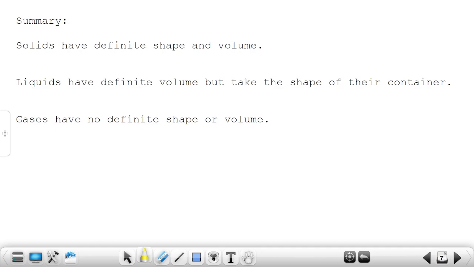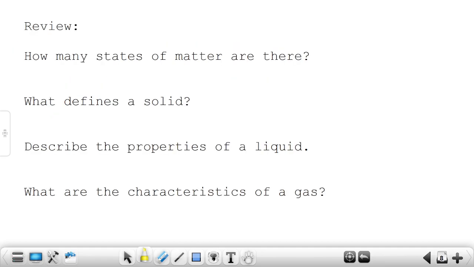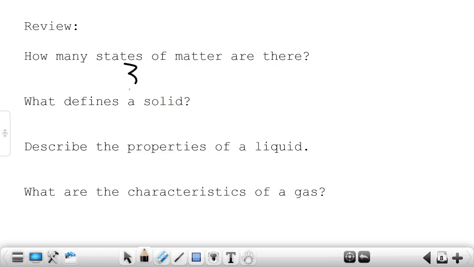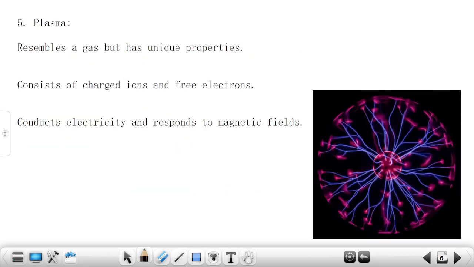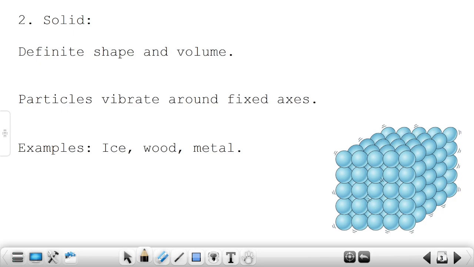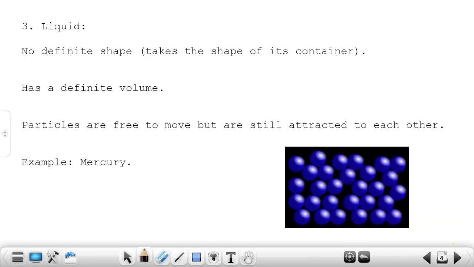So let's go over some review questions real quick. Just got 4 here. How many states of matter are there? We are going to say 3 because we don't focus on plasma. So I'll go ahead and write this in. 3. What defines a solid? Well, if we go back to our solids page, or you have your notes page, has a definite shape and volume. That is the main thing you need to know about solids.